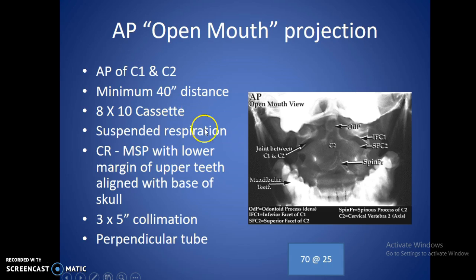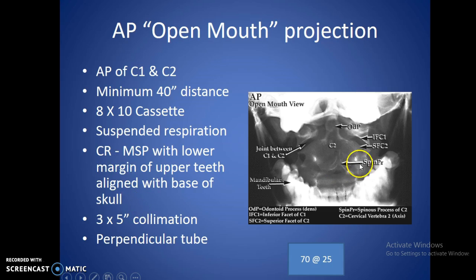8x10 cassette, suspended respiration, CR MSP, so mid-sagittal plane with the lower margin of the upper teeth aligned with the base of the skull. So as we look at our top teeth, we're going to align that with the base of the skull where we can find our mastoid processes. And we will show that to you in the lab assignment.